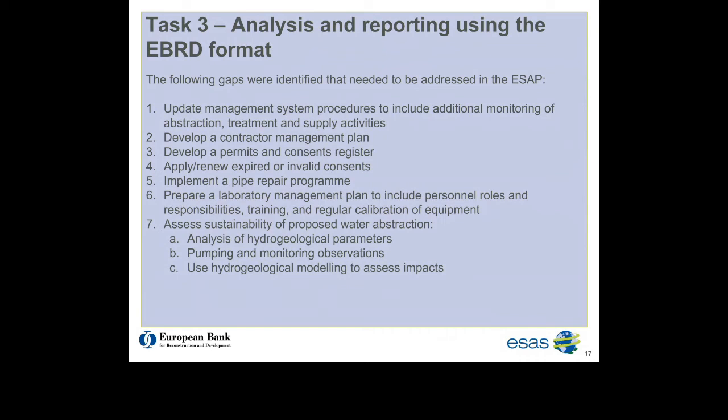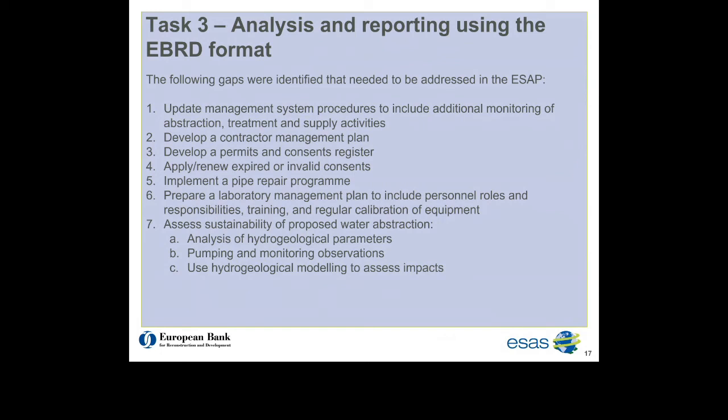They needed to implement a pipe repair program so that they reduced the number of leaks in the system and therefore reduced the amount of water they were needing to abstract and improve their resource efficiency with regard to the sustainability of the groundwater supply they would be using. A key issue we identified was the lack of a quality laboratory, which would enable them to both monitor the quality of the water they were abstracting, and so therefore they understood how they needed to treat the water in their treatment system, but also the quality of the water they were putting into supply.